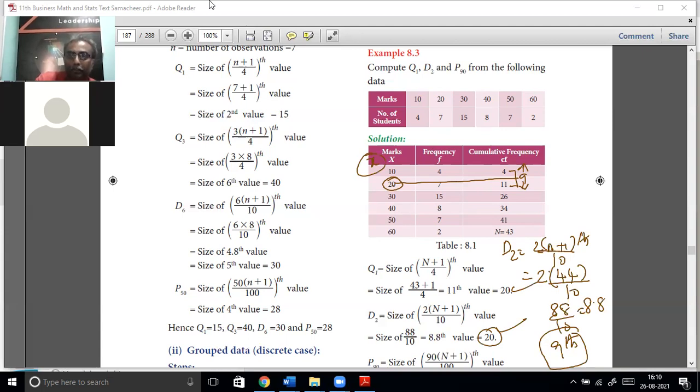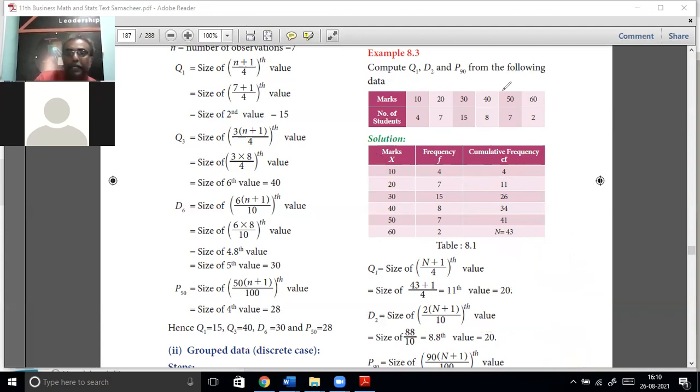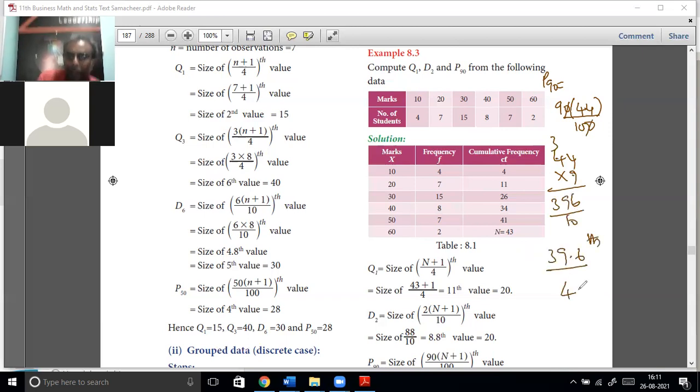Now, what else he wants to find out? P90 he wants to find out. So P90 means 90 into 44 by 100th value. That is 9 by 10, 9 into 44, that is 396 by 10. That is the 39.6th item, which means the 40th item.